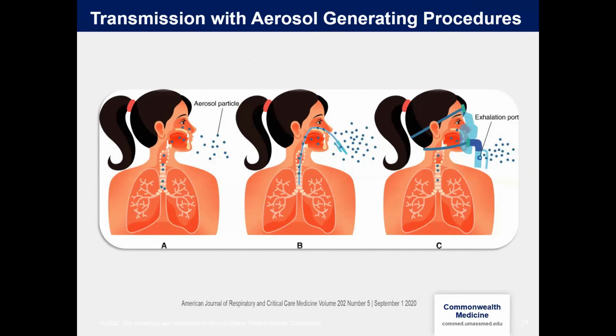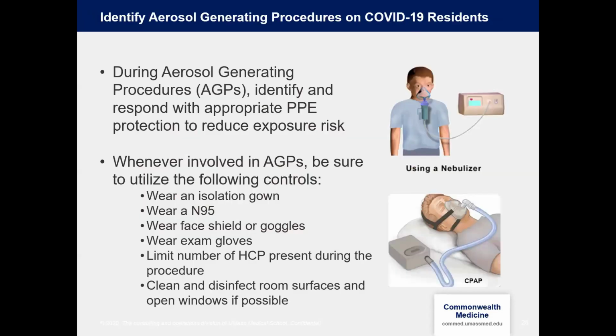So, aerosol generating procedures. We have these aerosol particles, as I mentioned, called bioaerosols, coming out of the respiratory tract. But when we suction a patient, we generate more of them. That's why in ICU settings, they have to be so careful with maximum PPE because of the amount of respiratory treatments they're doing. And we also can have things that have exhalation ports like ventilators or nebulizers or CPAPs. Those could be some of the aerosol generating procedures on a COVID resident that you have to be careful with.